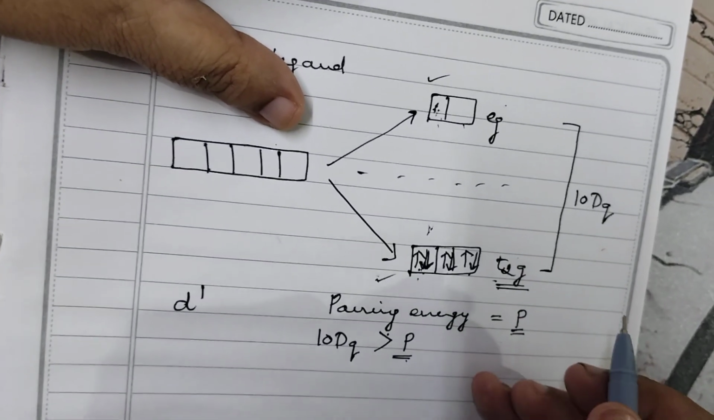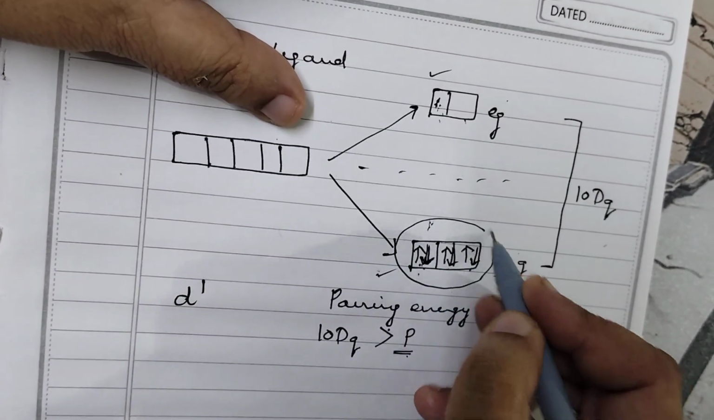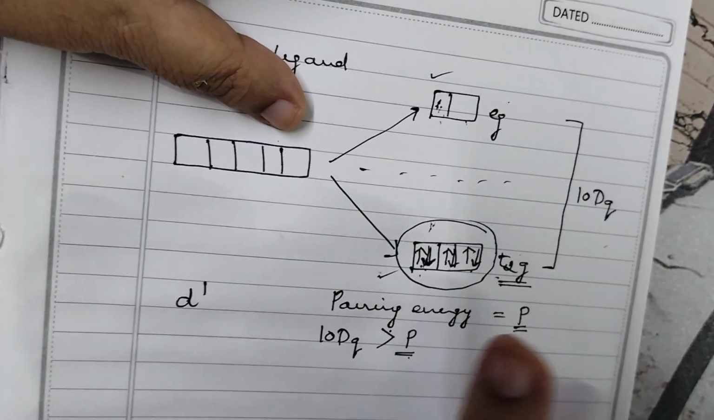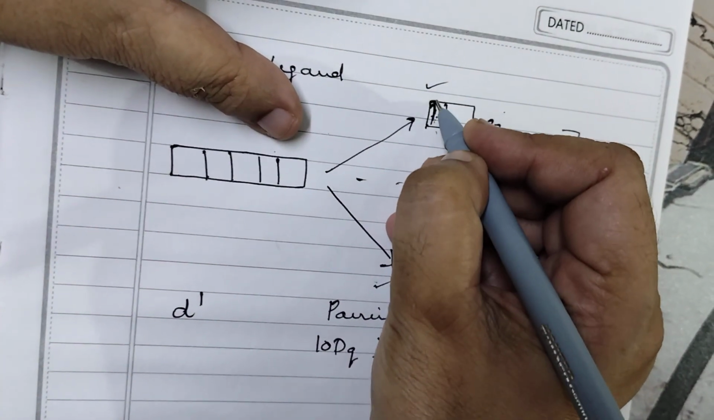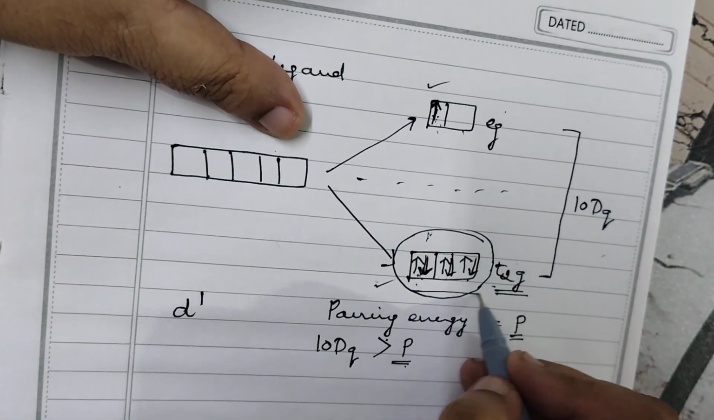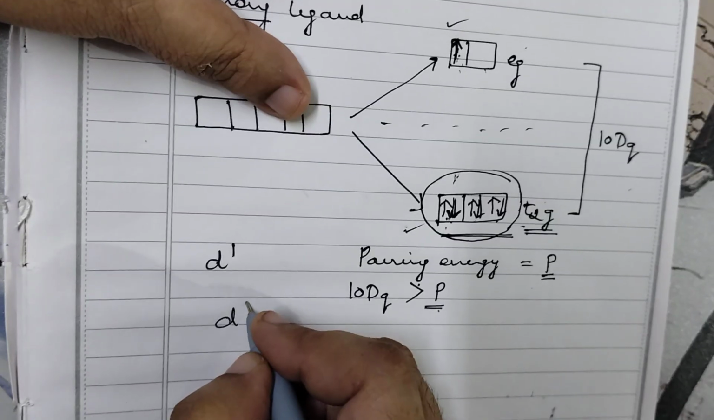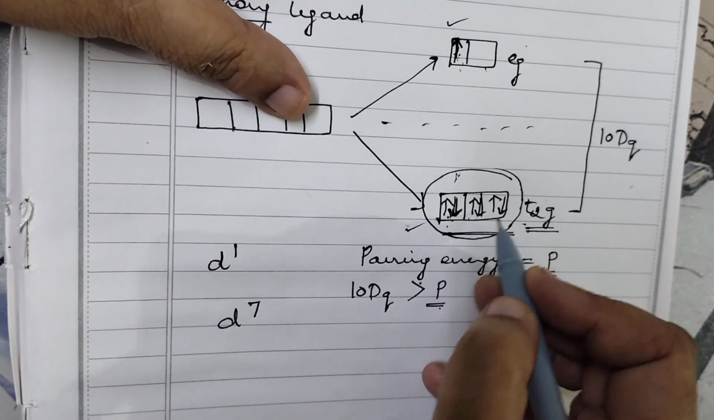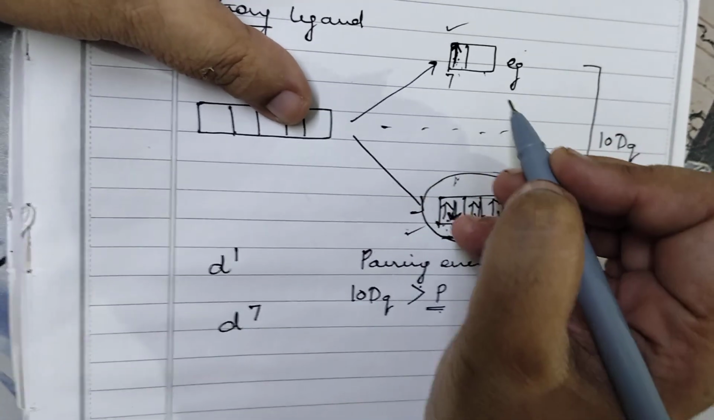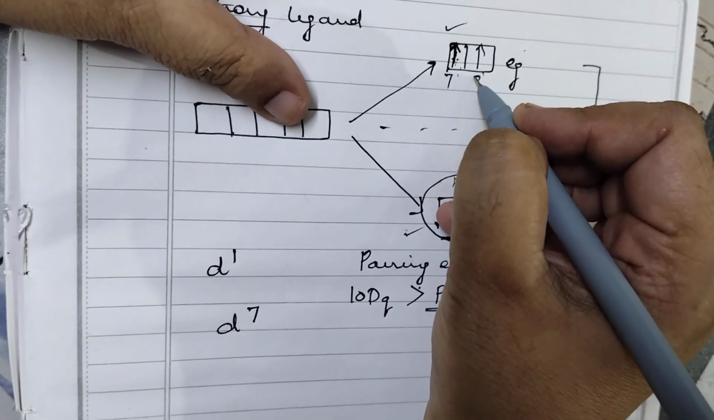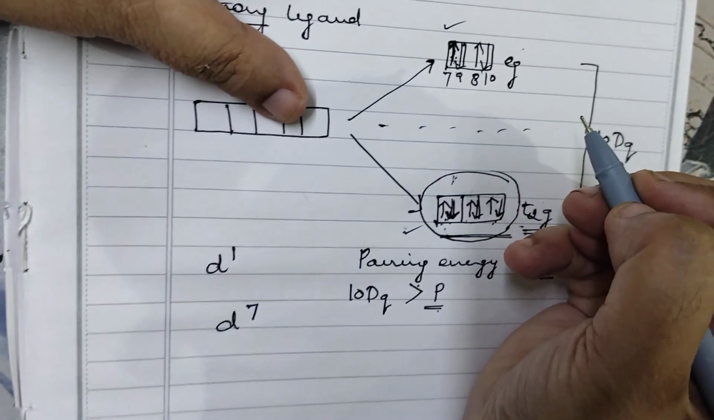But when the seventh electron is to be filled, now T2G is completely filled and they have no choice. They have to get filled in EG now. That is when T2G will be completely filled. Suppose the configuration is D7. So 1, 2, 3, 4, 5, 6, and the seventh electron will now come here. Likewise, the 8th electron here, 9th electron here, and 10th electron here.